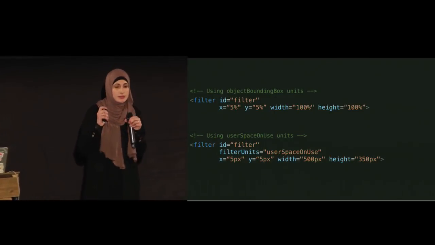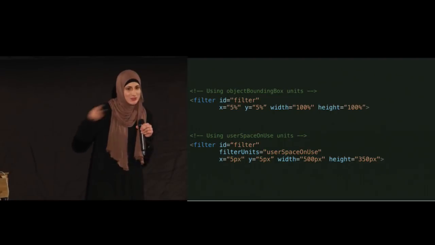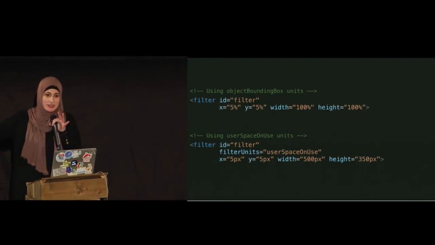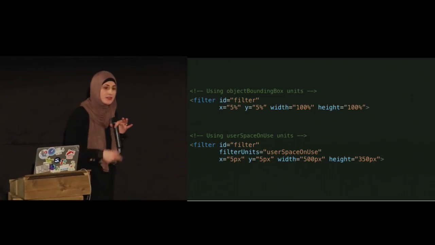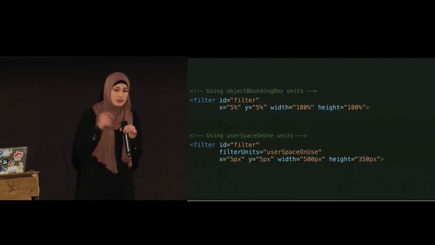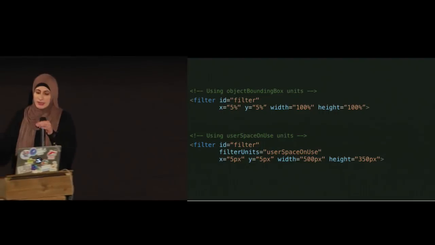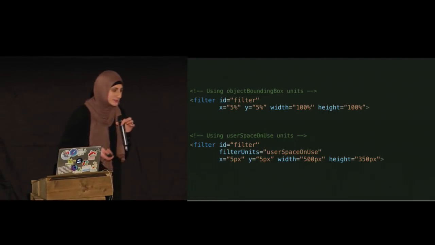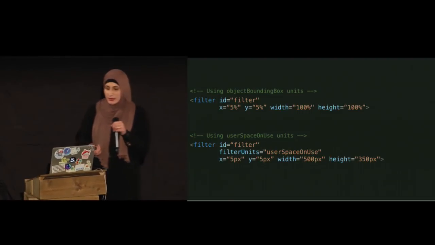Or if you use userSpaceOnUse as the coordinate system, which is essentially the entire SVG, then you can specify the filter region in pixels. But when you do that, it's going to be relative to the entire SVG. These are a few small technical details that I needed to cover, and now we can start creating some effects.